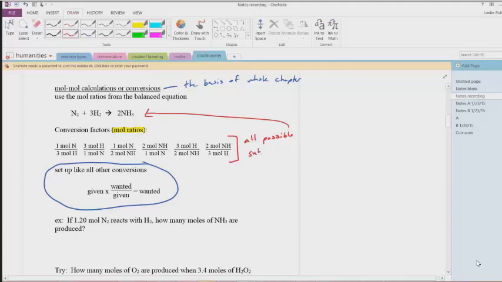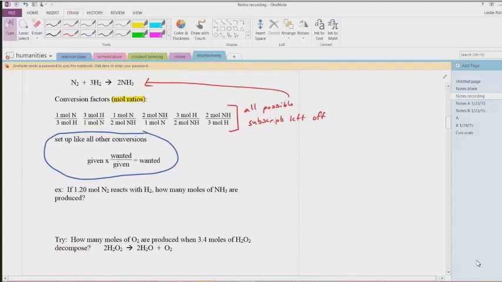Notice the subscripts were left off because I couldn't figure out how to do it. But coefficient of N2 is 1, so anywhere you have N2 in this, it's 1. So we're going to set this up like any other conversion we've ever done. So we're going to use this equation, come down here and do this problem.